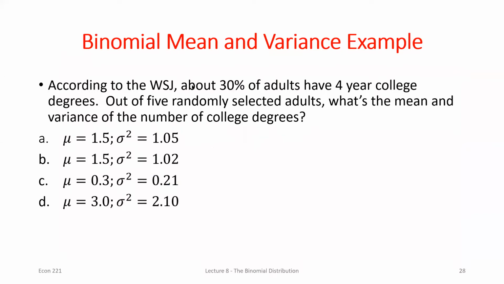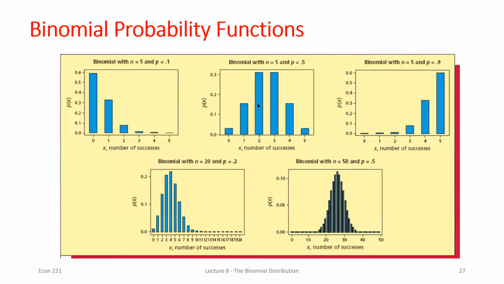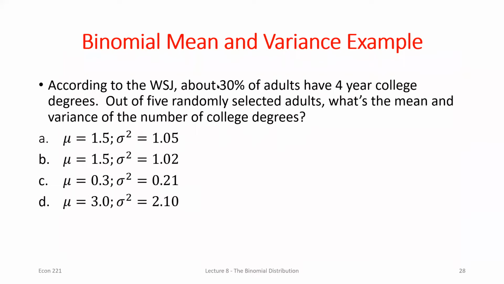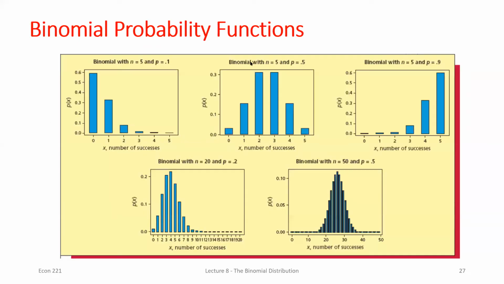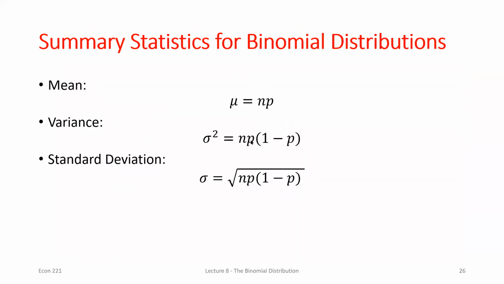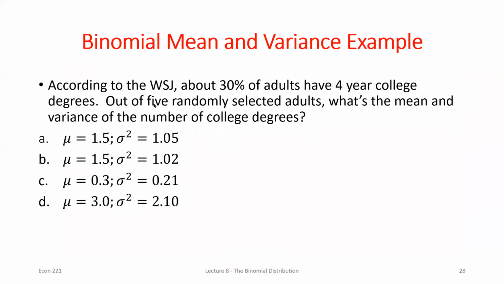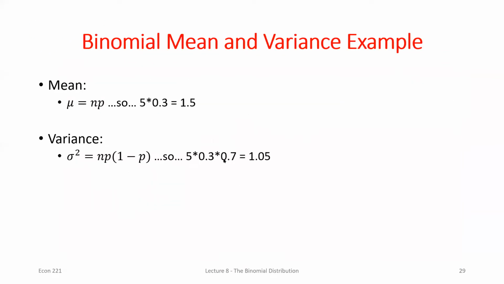If I gave you that college example, hopefully it's pretty easy to find our mean and our variance now. The mean is n times p. So 5 adults times a probability of success of 0.3. We already actually did this. It's going to be 1.5, so it's one of these two. And then from there, it's just a matter of plugging in 5 times 0.3 times 1 minus 0.3. If we do that, we get 1.05 as our variance.